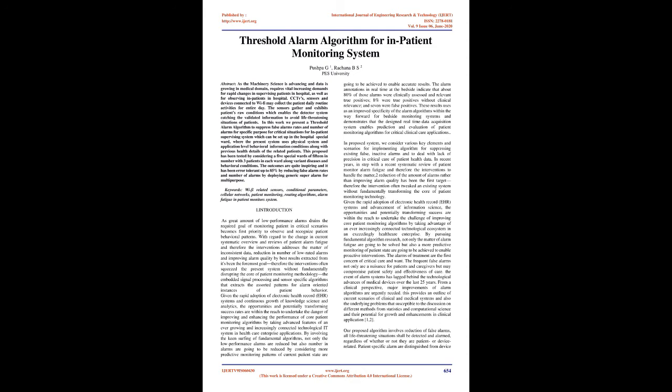applications. In the proposed system, we consider various key elements and scenarios for implementing an algorithm for suppressing existing false, inactive alarms and to deal with the lack of precision in critical care of patient health data. In recent years, in step with a recent systematic review of patient monitor alarm fatigue and the interventions to handle the matter, reduction of the number of alarms rather than improving alarm quality has been the first target. Therefore the intervention often tweaked an existing system without fundamentally transforming the core of patient monitoring technology.